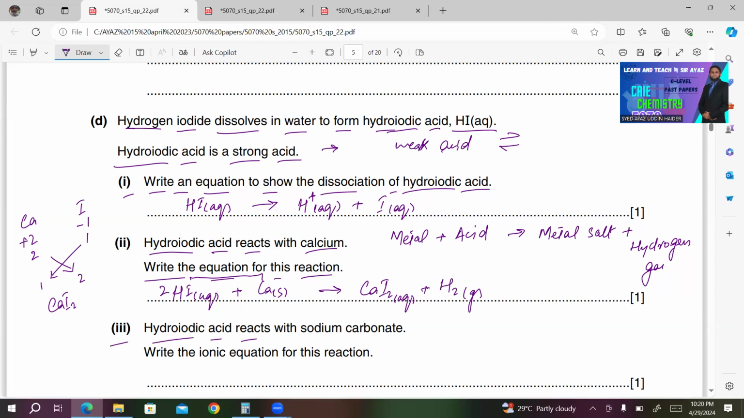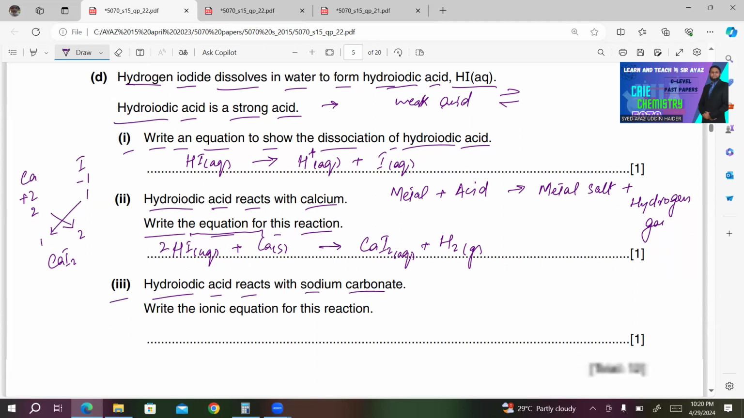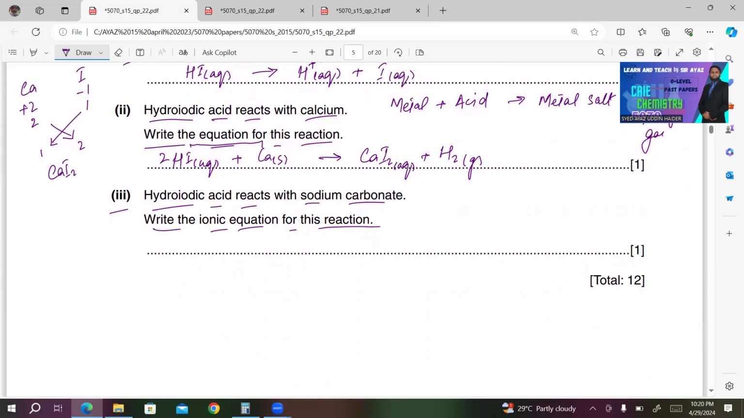Number 3, hydroiodic acid reacts with sodium carbonate. Write the ionic equation for this reaction. They are asking for the reaction between hydroiodic acid, HI, which must be aqueous, and sodium carbonate. Sodium carbonate is also soluble in water. You can write aqueous. The products when metal carbonate reacts with acid: this is acid plus metal carbonate.